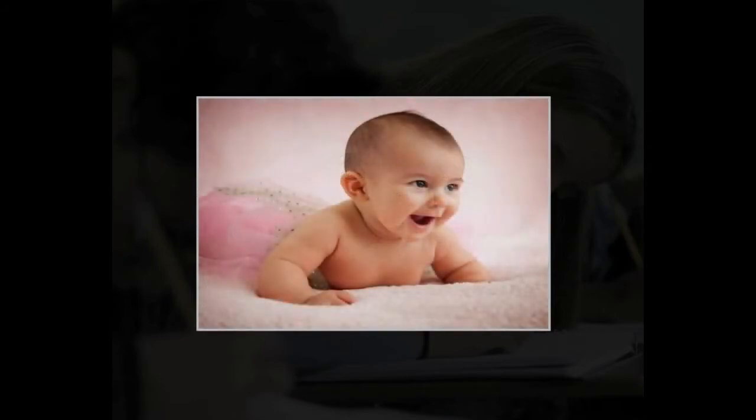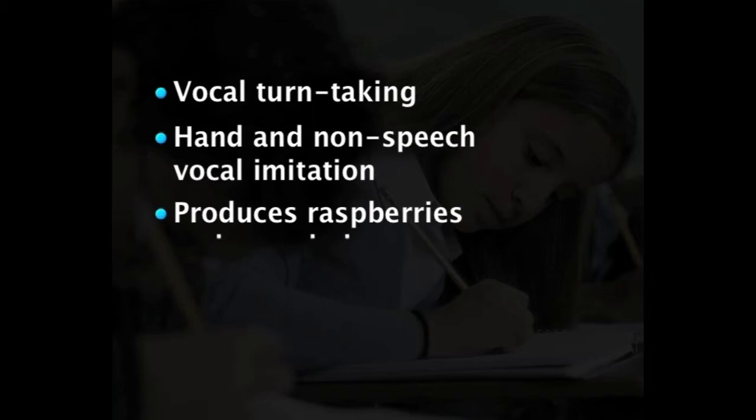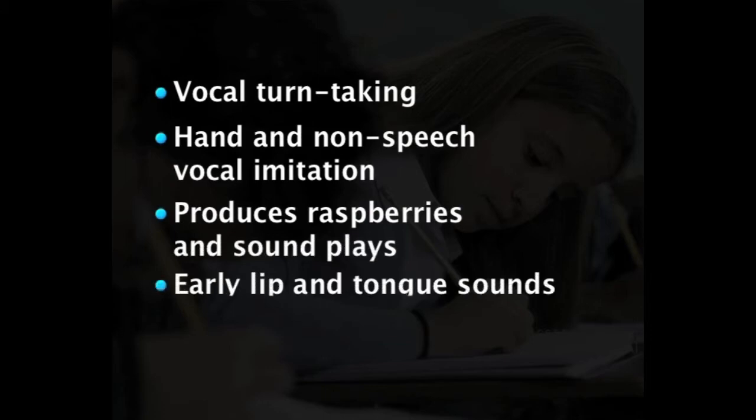3 to 6 months. The developmental milestones for 3 to 6 months of age under receptive skills are: he searches for speakers and sounds. He is frightened or upset by angry voices and smiles for friendly voices. Under expressive skills developmental milestones, the child has to develop these skills: vocal turn taking, hand and non-speech vocal imitation, produces raspberries and sound play. Early lip and tongue sounds are p, m, b and d.